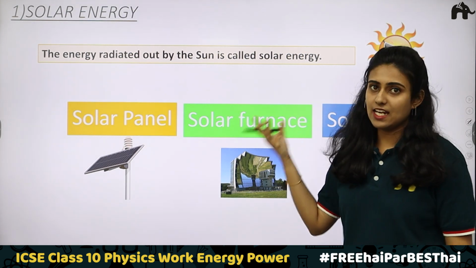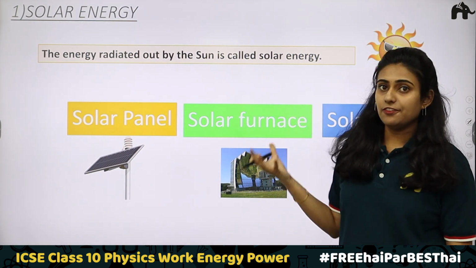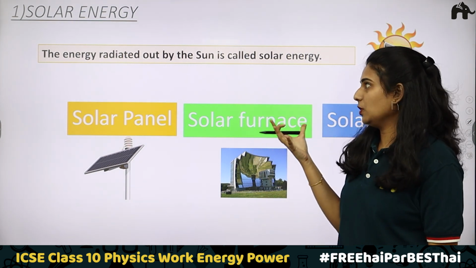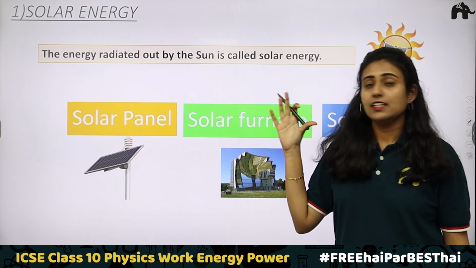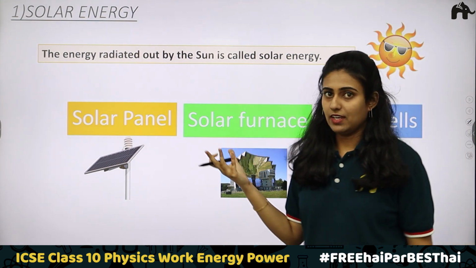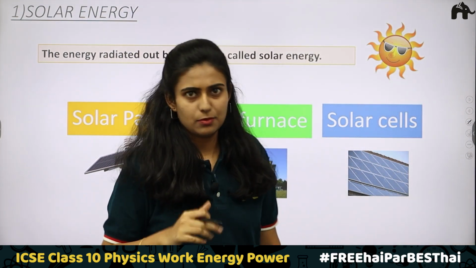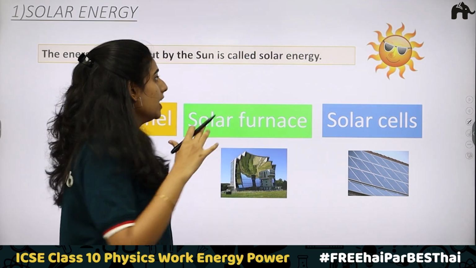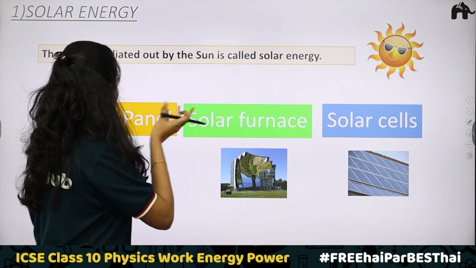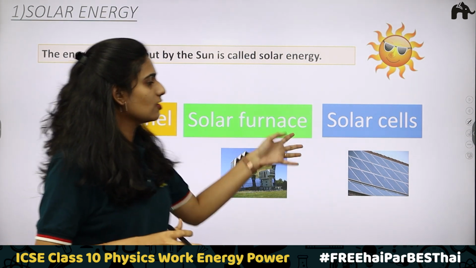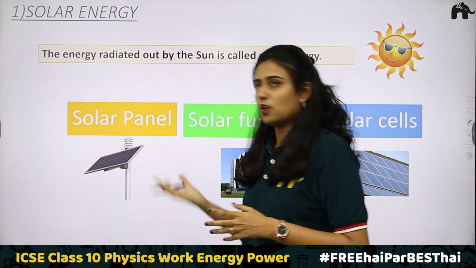Solar energy is sun's energy. Energy that we get from sun is called solar energy. The energy radiated out by the sun is called solar energy. This energy is not uniformly available. At all times it is not available. During night time it is not available. So it cannot be used directly. It is in a diffused form. Therefore, we can use solar panels, solar furnaces and solar cells to make use of solar energy.